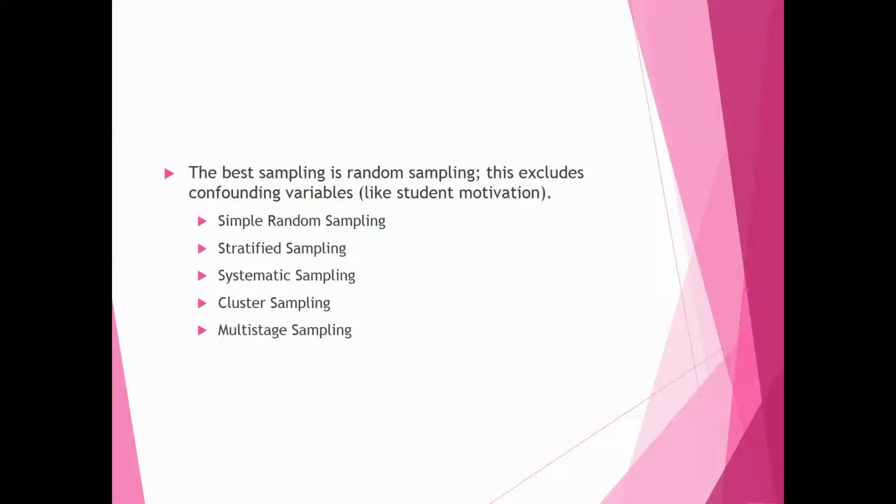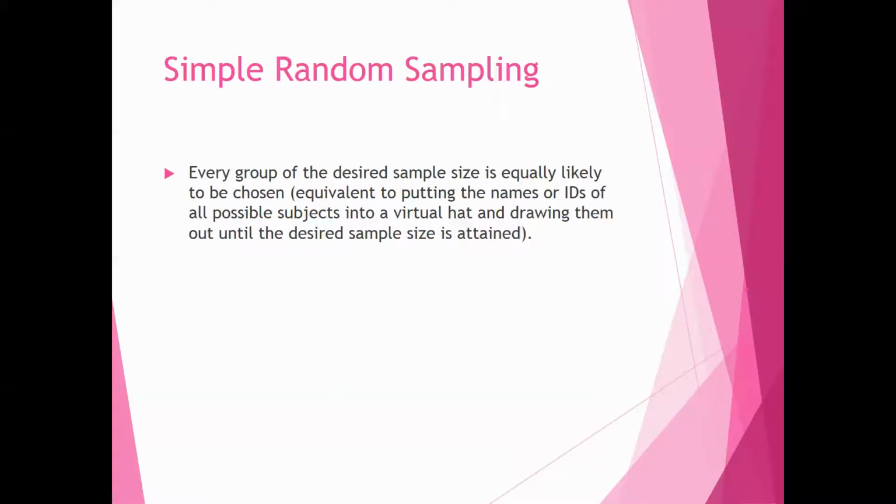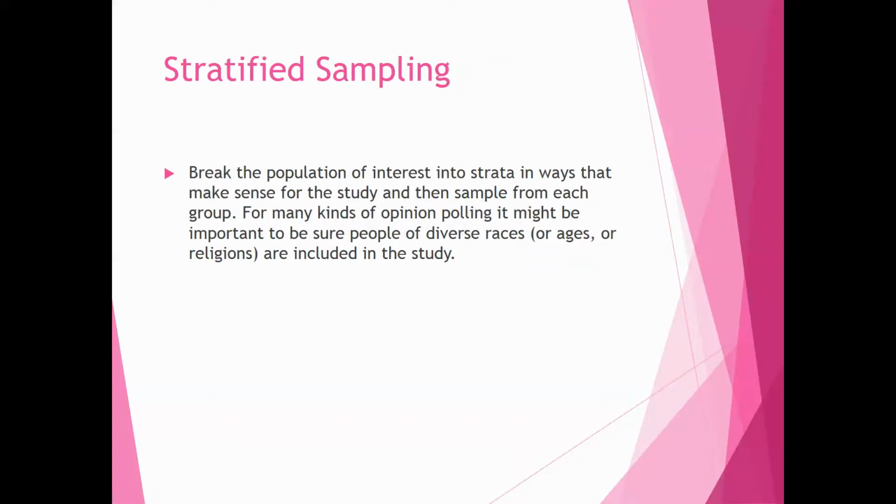So there's lots of different ways of sampling. We'll talk about a few of them: simple random sampling, stratified sampling, systematic sampling, cluster sampling, and multi-stage sampling. So in a simple random sample, every group of the desired sample size is equally likely to be chosen. It's equivalent to putting the names or IDs of all possible subjects into a great big box and drawing them out until we get the desired sample size. That's sort of great when we can do it, and it often makes sense.